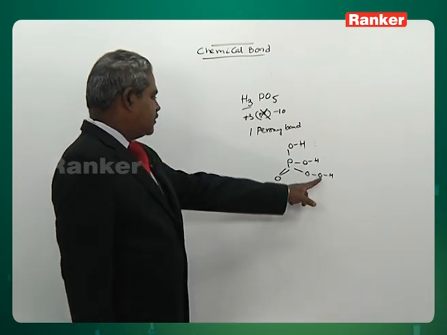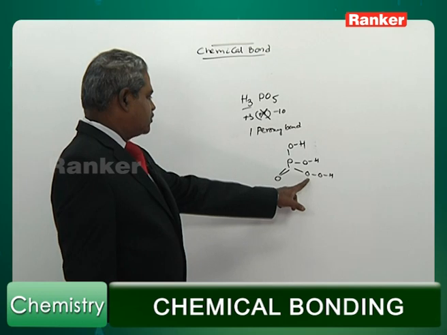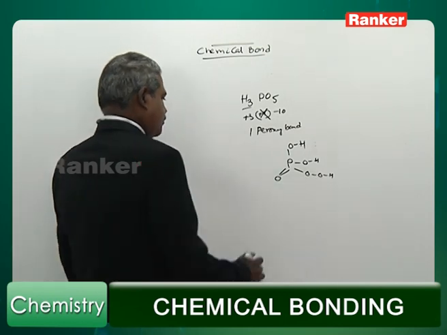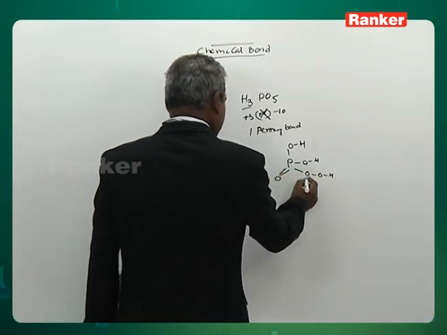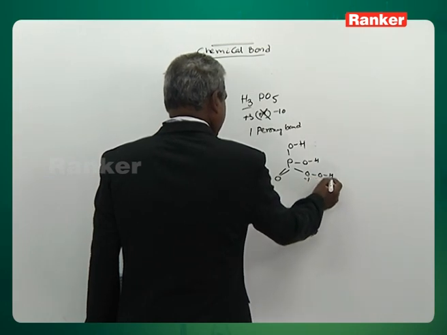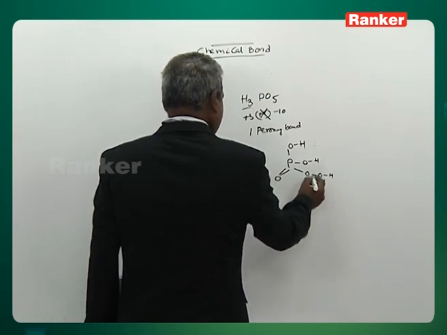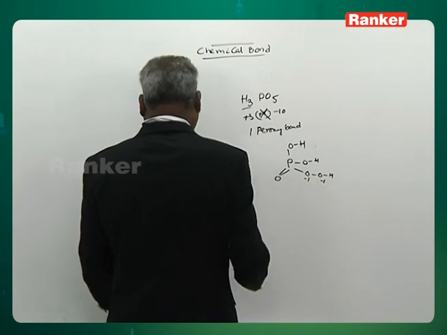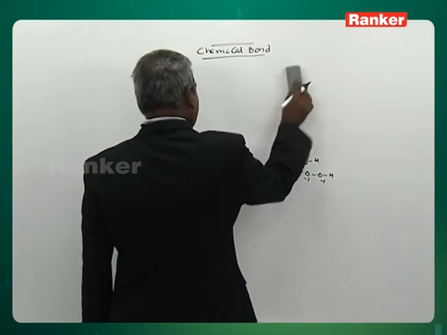This oxygen is minus 1. Why? This oxygen is gaining an electron from this phosphorus. This oxygen is gaining electrons from this hydrogen. And they are not gaining anything between them. Like that. How to find a peroxy bond?